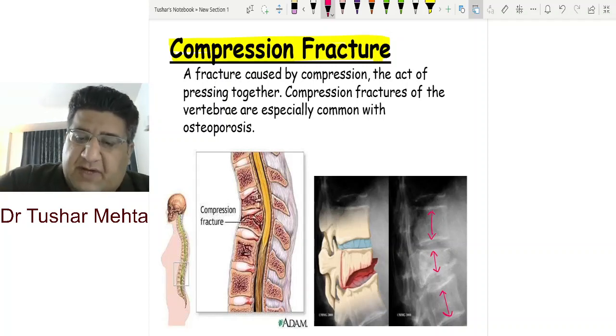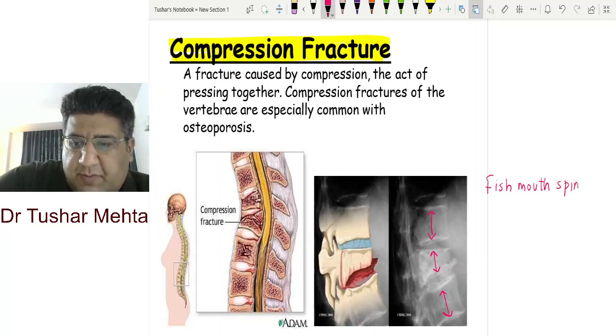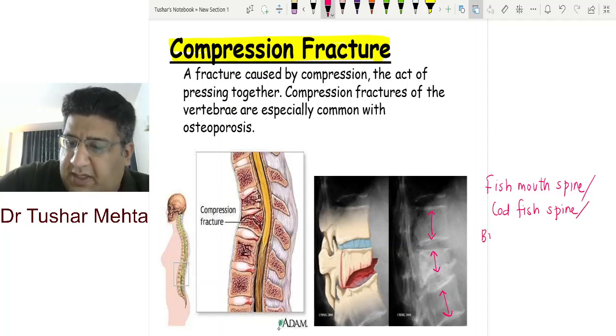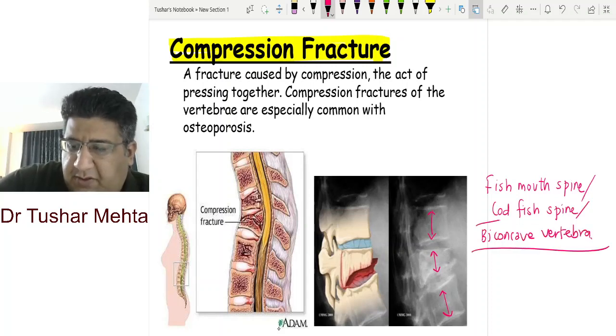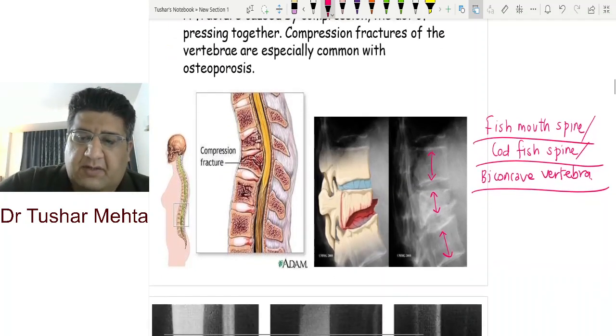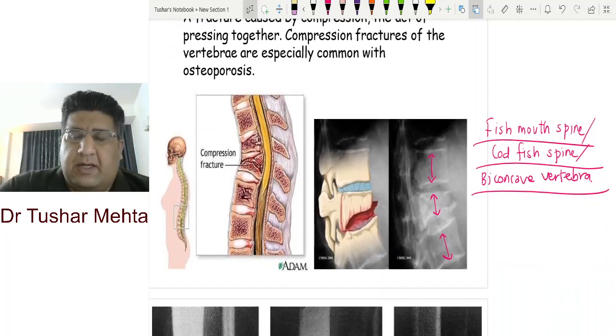This compression fracture is resulting in a very classical kind of spine, what is called a fish mouth spine, also called cod fish spine, also called biconcave vertebra. So you have three terms mentioned here, and this is basically what we mean by a biconcave vertebra.